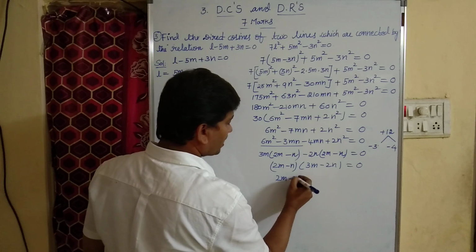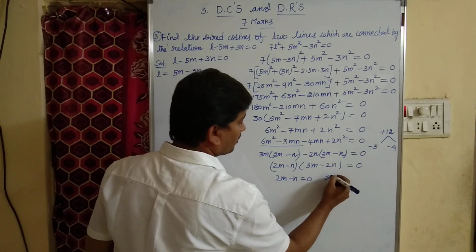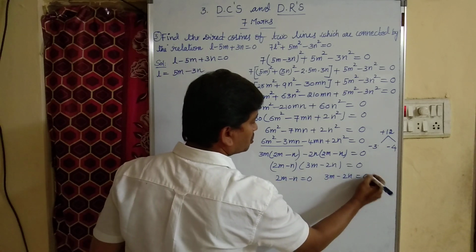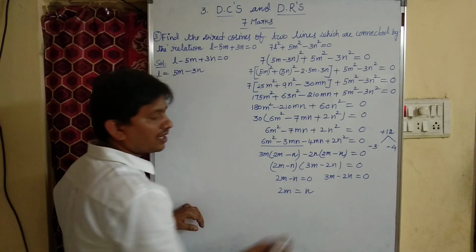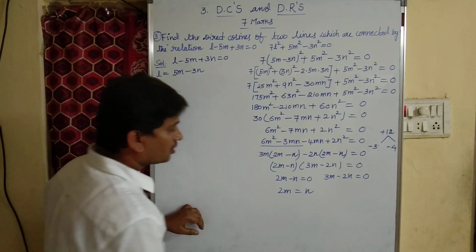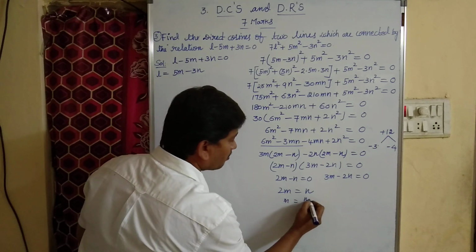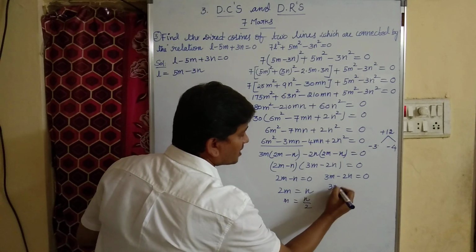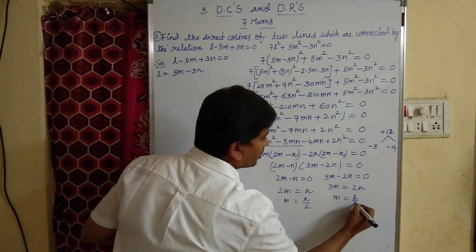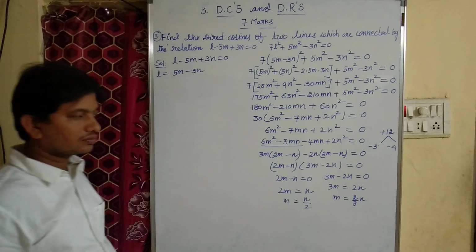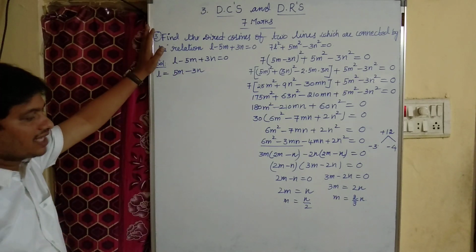So one is 2m minus n equal to 0 and the other one is 3m minus 2n equal to 0. So 2m equal to, if I transpose minus n towards the right-hand side, plus n. So m equal to n by 2. Here as well, 3m equal to 2n, so m equal to 2 by 3 into n. So we got two cases.